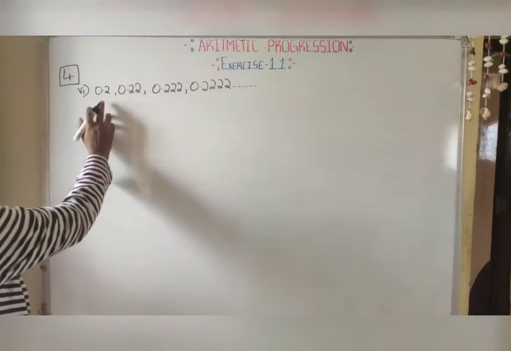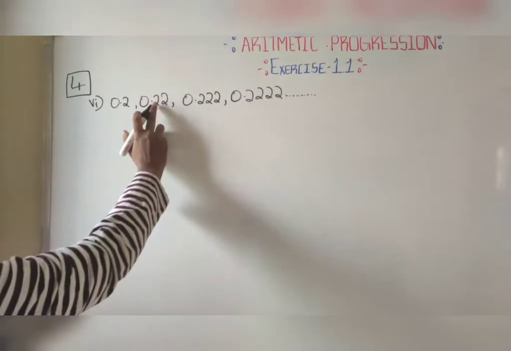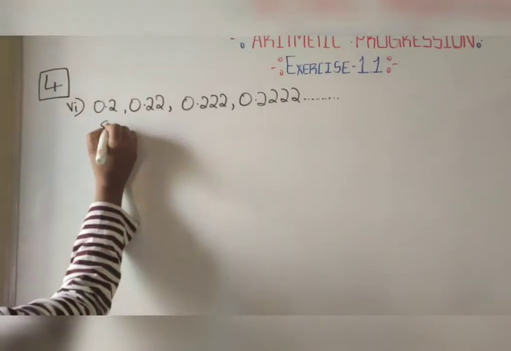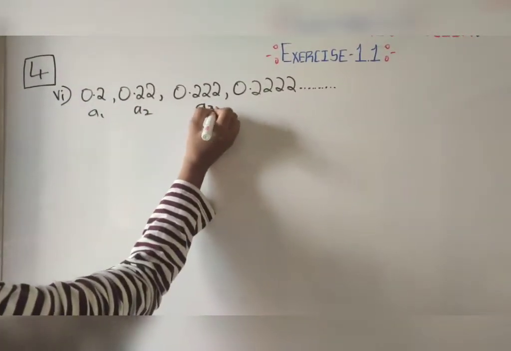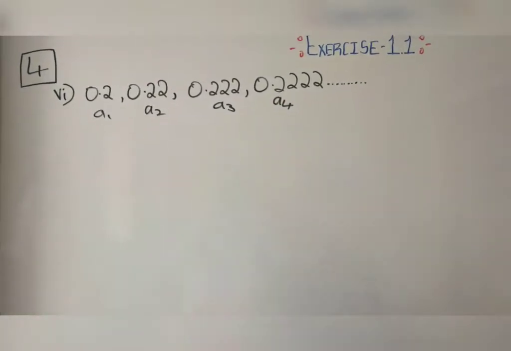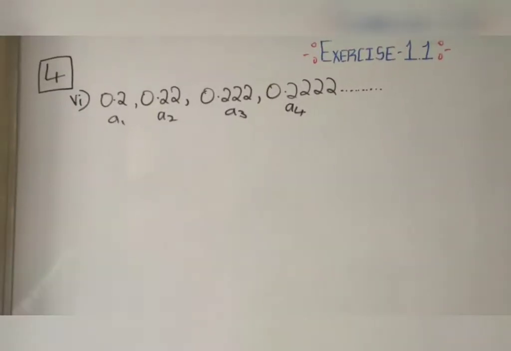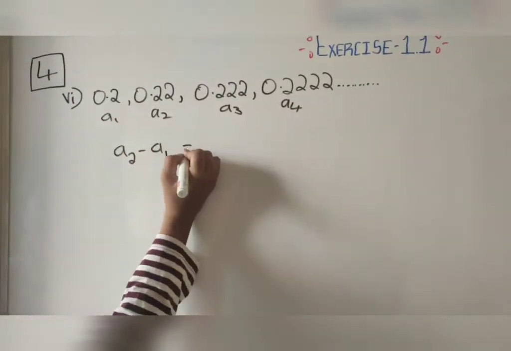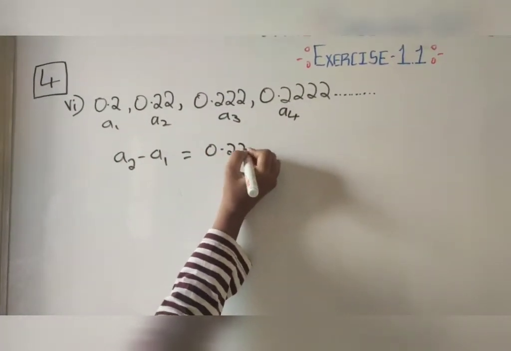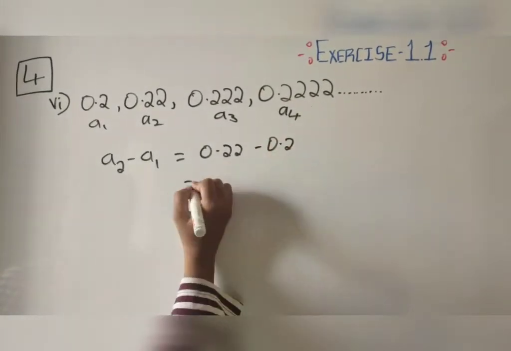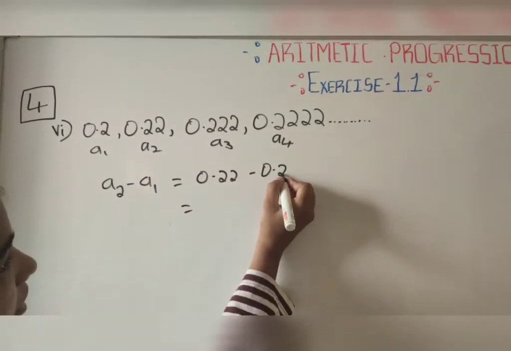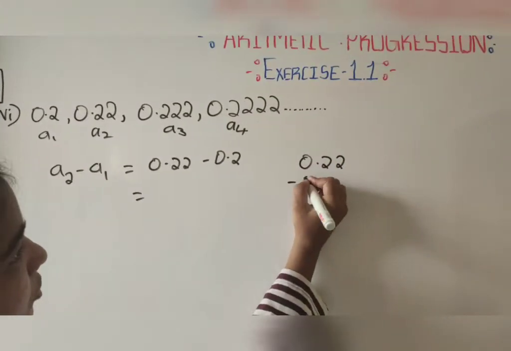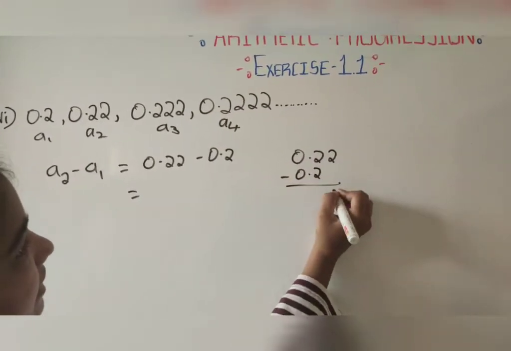Here, sixth question: 0.2, 0.22, 0.222, 0.2222, continuation. Now, see here, they have given A1, A2, A3, A4. We will check for the common difference. If the common difference is the same, then it is an AP, or else it is not an AP. A2 minus A1, we will check here: 0.22 minus 0.2. When we subtract, how should you subtract here? See here, you should keep decimal point under the decimal point.